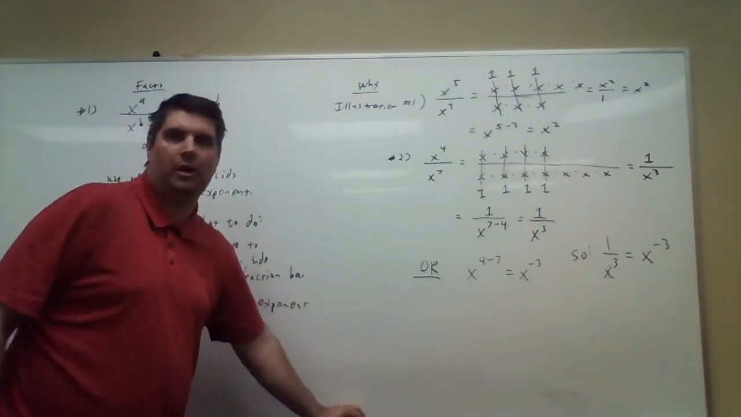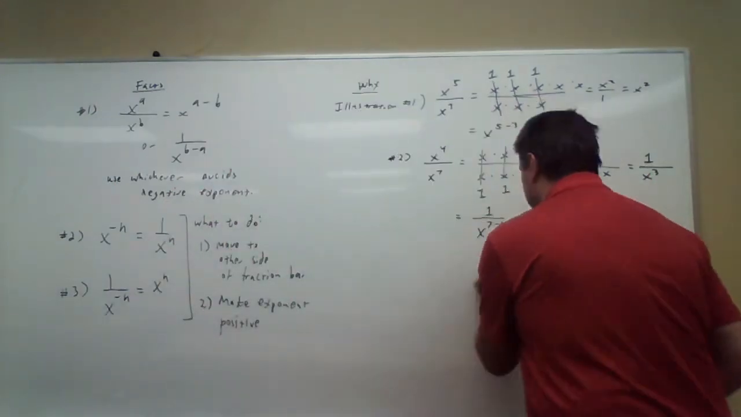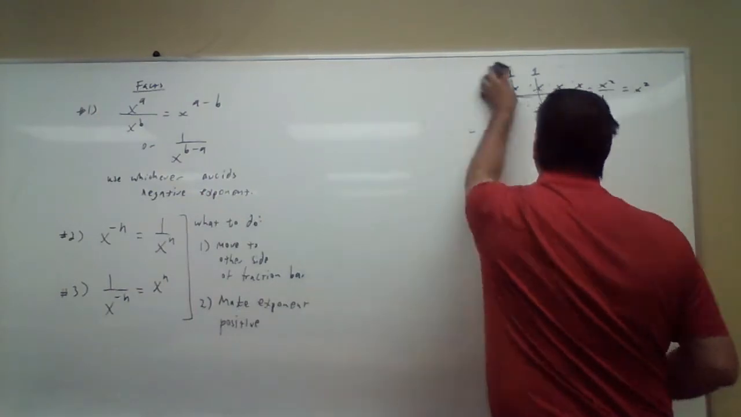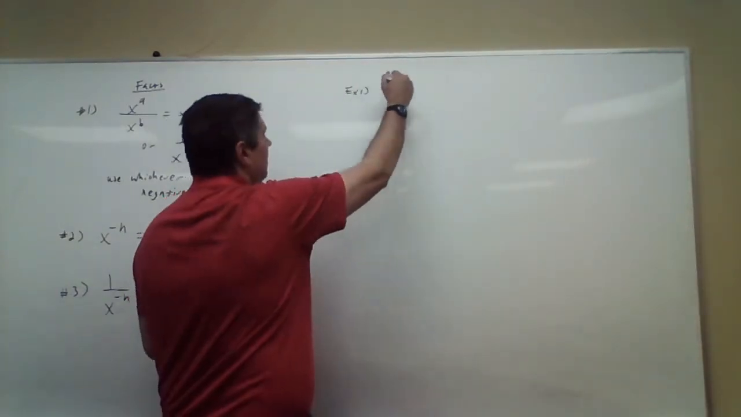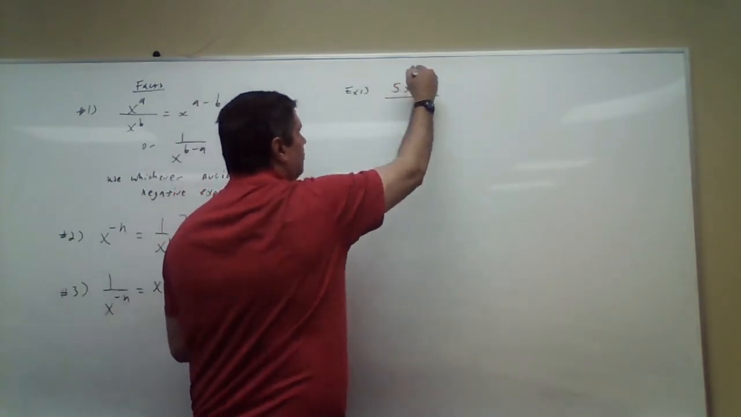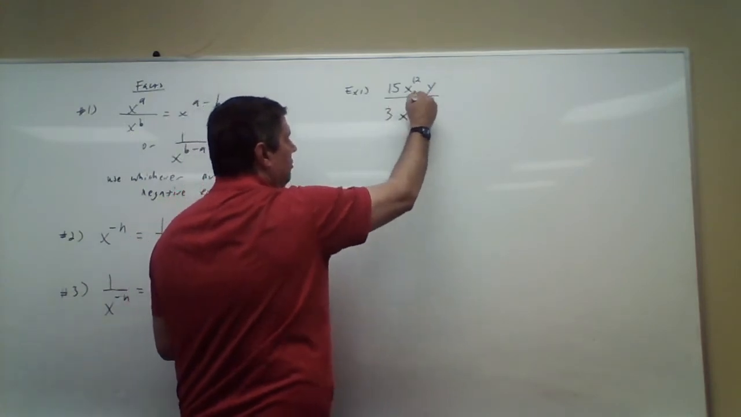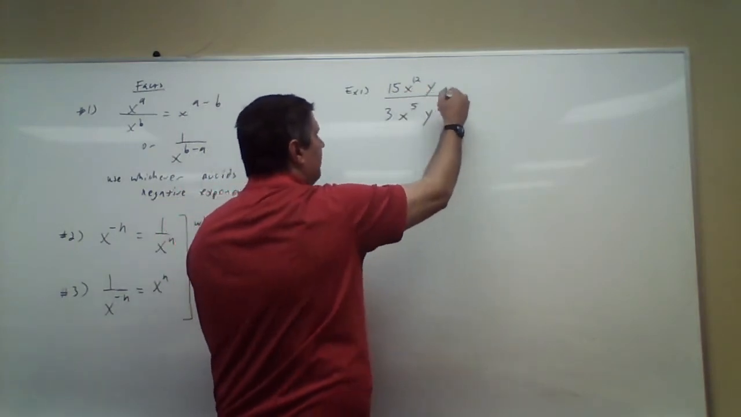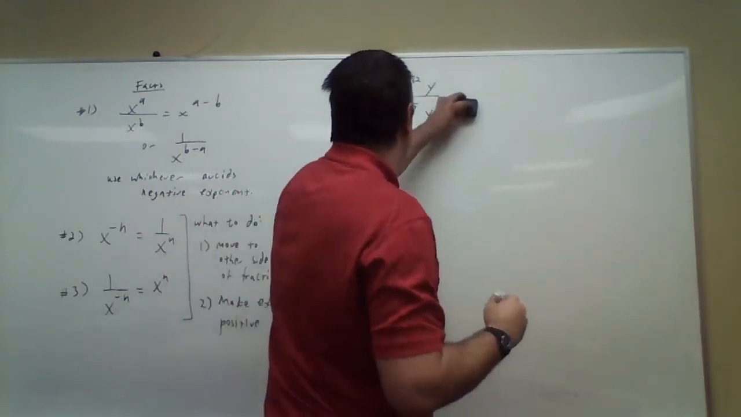So let me get these off the board and do some examples. All right. Example 1. 15x to the 12th over 3x to the 5th, and we're going to do y to the 9th. I'm trying to avoid repeated numbers.